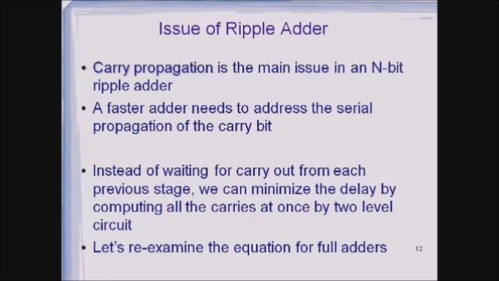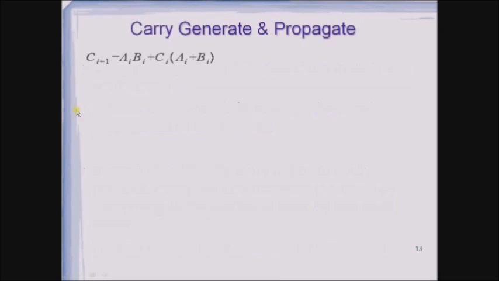So let's re-examine the equations of the full adder, that is the carry equation of the full adder. Ci+1 equals AiBi plus Ci(Ai plus Bi). If you substitute i equals 0, then it becomes C1, which is nothing but the carry in for the first stage.